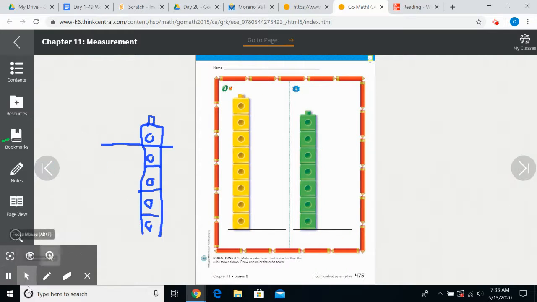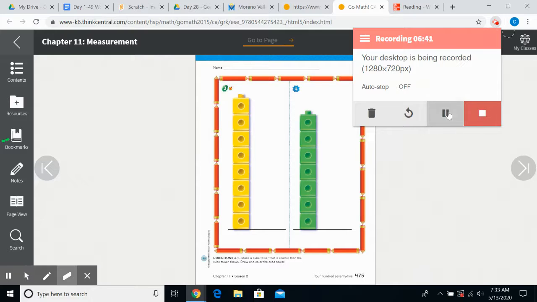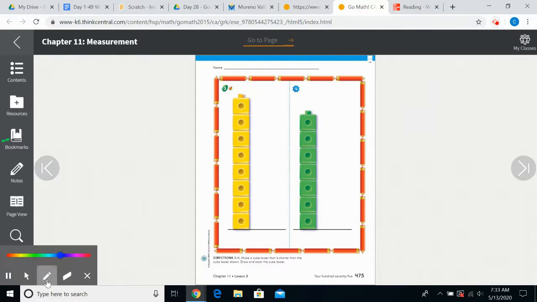The next page, let's get rid of some of these things. All right, I got rid of some of those things that were on my page that were bothering me. So now let's look at the directions. For this side, they want us now to make one that's shorter than this cube tower. So of course, I like to make my line across the top to show me where I need to be at. So here's my line. If it's shorter, it needs to be under this line. It shouldn't even be touching because that would be the same as this cube tower.